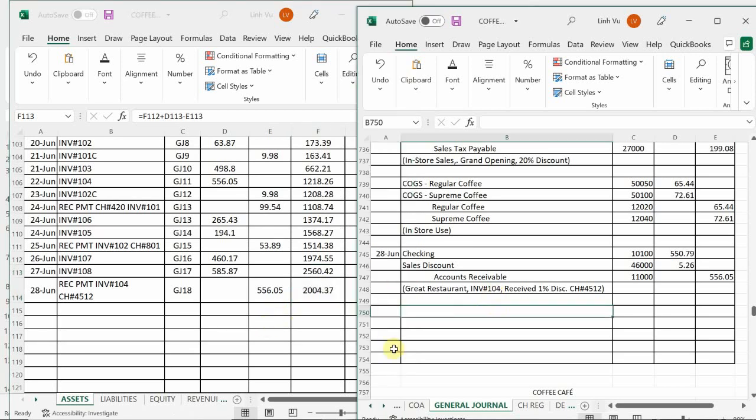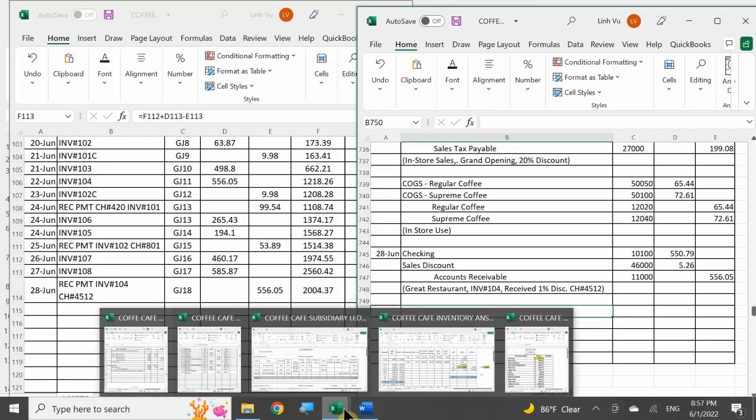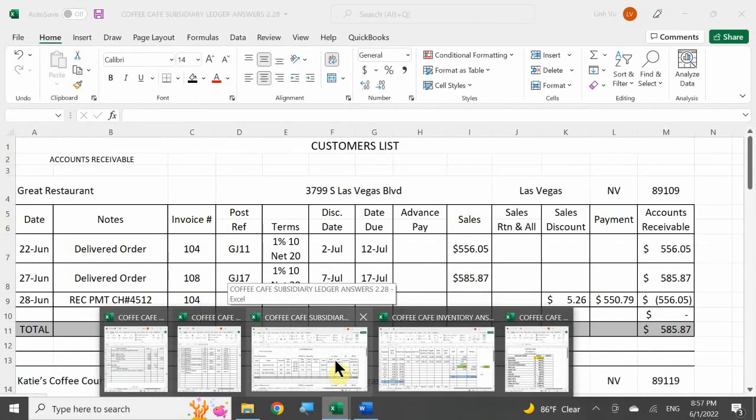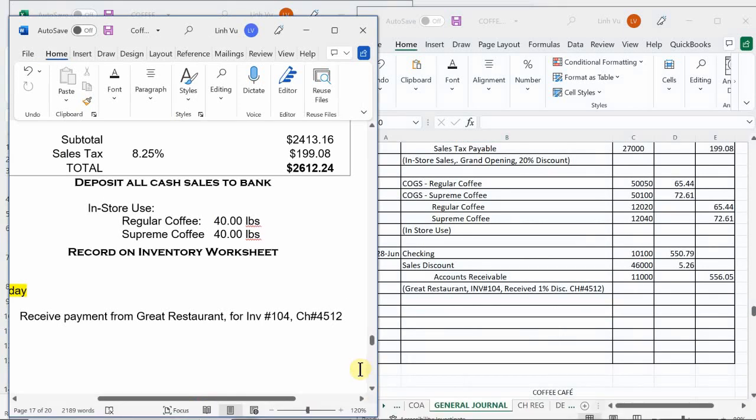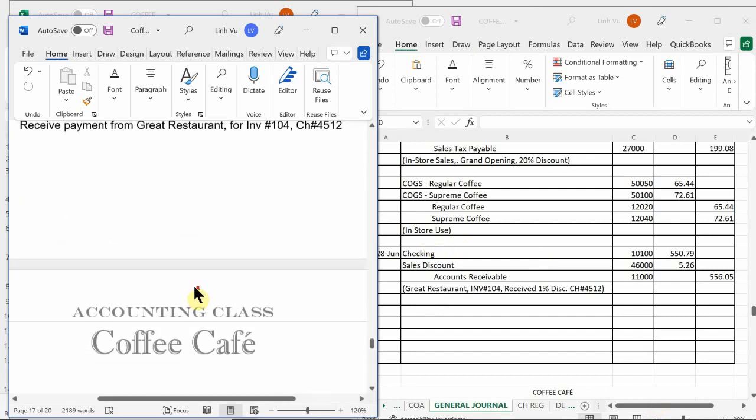Okay. Right? And I already updated my ledger, right? I already updated their account, so they show me that they don't owe me for invoice number 104 anymore. They owe me for just strictly invoice number 108. Okay? Okay, that should be everything. So let's see what has happened next.